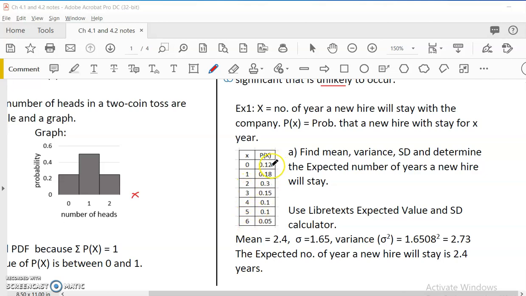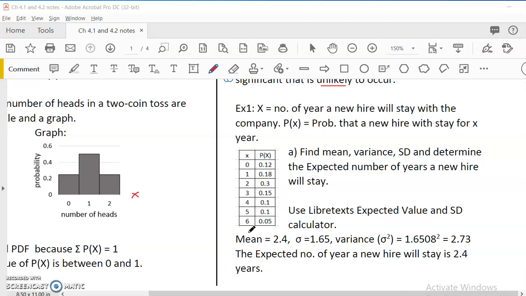And this is the probability. Probability in this case is probably a chance calculated from relative frequency. You look at a whole bunch of new hires and then you calculate the chance of them staying 1 year up to 6 years, etc. So first of all, we have to check if it is a valid probability distribution. How do I check? We have to add the p of x together, right? 0.12 plus 0.18 plus 0.3 plus 0.15 plus 0.1 plus 0.1 plus 0.05, and it's exactly equal to 1, so it is a valid one.